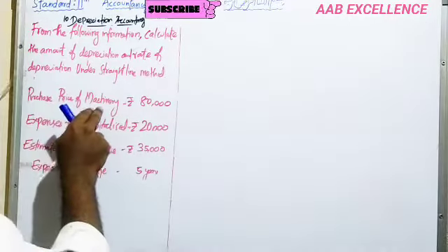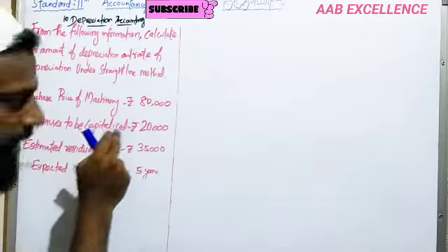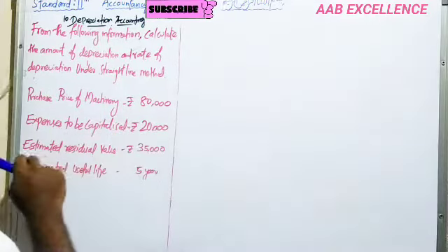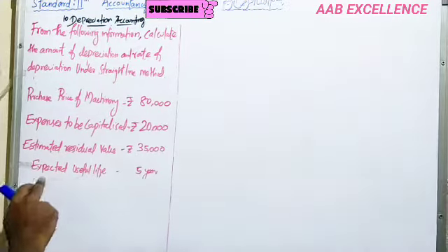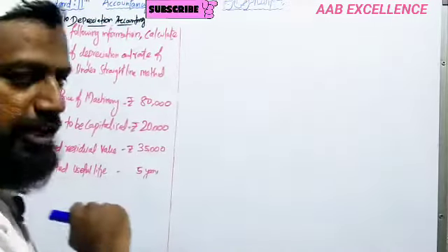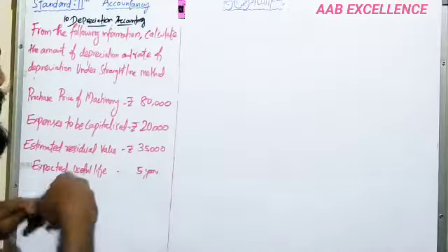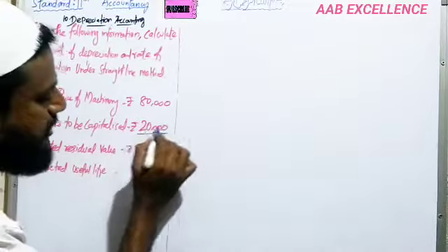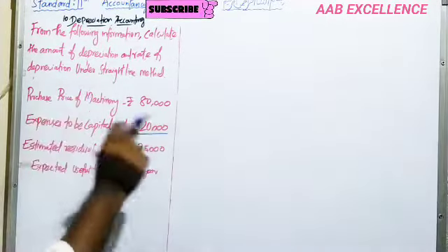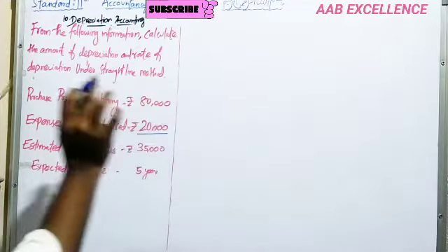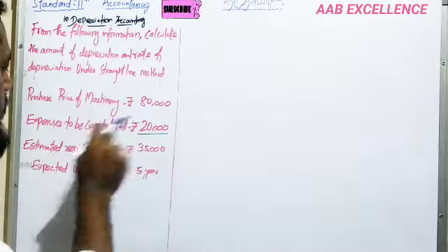Purchase price of machinery is 80,000 rupees. Expenses to be capitalized 20,000. Estimated residual value is 35,000 rupees, and the expected useful life is 5 years. Okay students, there are four statements given. The second statement is the additional information. The price of machinery is 80,000, so we have to clearly identify that.